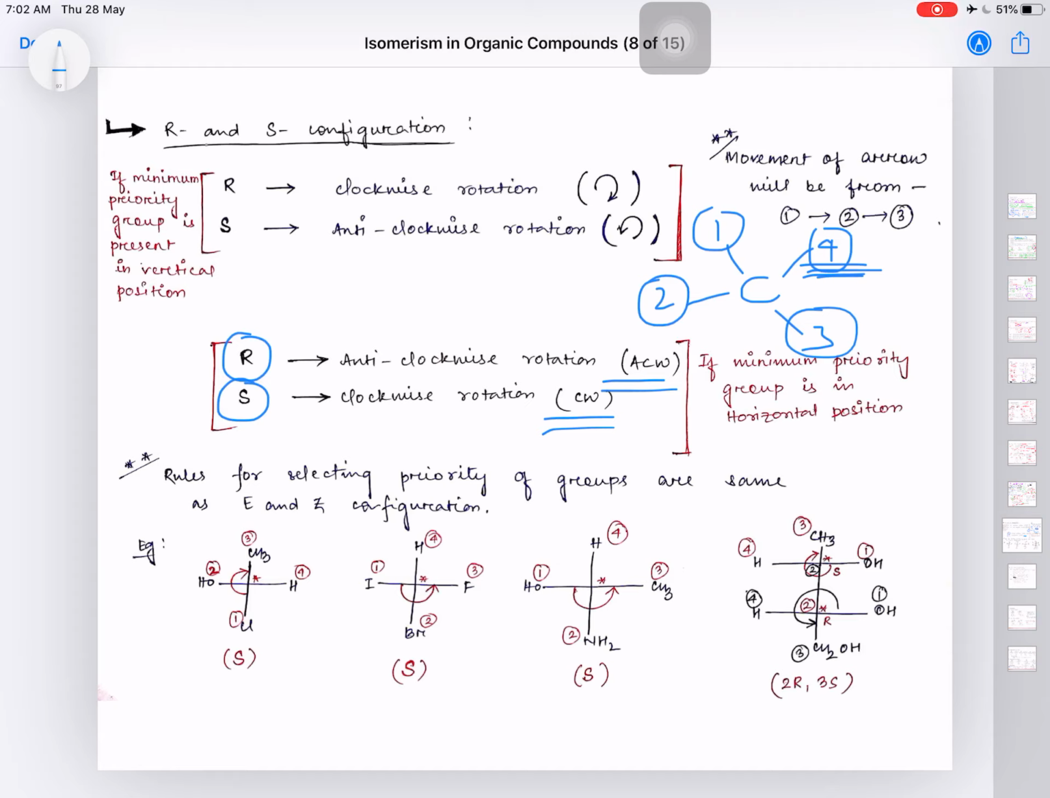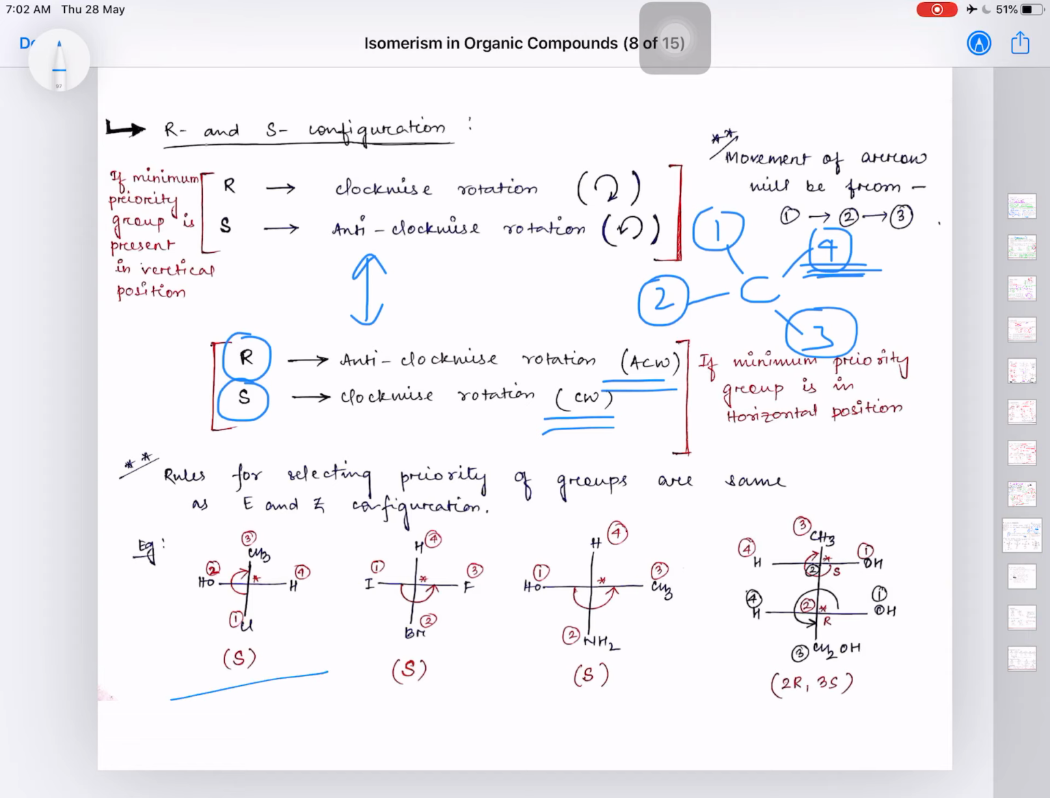Clockwise rotation will give us R, and anti-clockwise rotation will give us S. So you just remember these 2 points. These are very, very important. If you remember this and you know the rules for assigning priority, then you can easily write the RS configuration for any compound. So let us go for the examples.